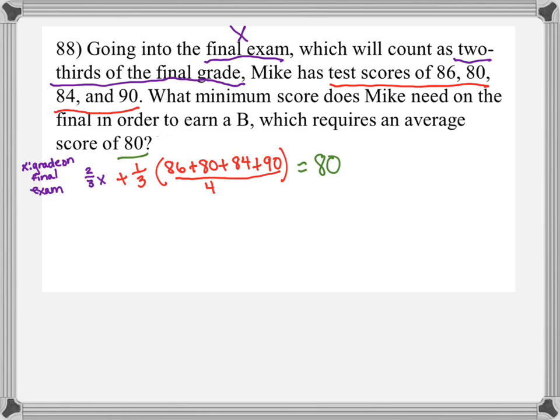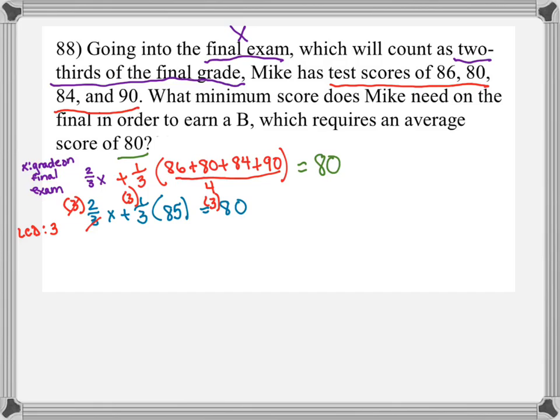Okay, so in my next line, what I'm going to do is just calculate what the average is. I'm going to figure out what 86 plus 80 plus 84 plus 90 over 4 is. So 2/3 x plus 1/3 of 85 equals 80. Okay, so now I could leave everything with fractions, but I could use what we were doing earlier in examples and get rid of my fractions by identifying my LCD. And here, my only denominators are 3's, so that's my LCD. And I could multiply everything by that 3.